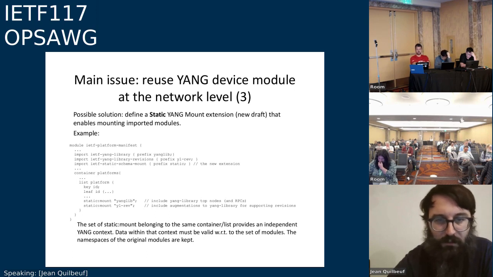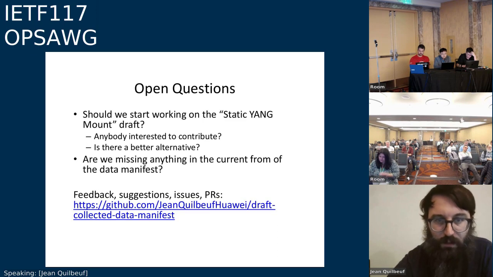And we don't need to rewrite the augments. We can directly reuse the modules that already exist. And we don't need to change the namespace and so on. The idea is that when we mount, we would keep the namespace of the existing module, so we don't have to take care of the groupings that define the same name. So next slide, please. The big question is, should we start on the static YANG mount draft? Or is there something that we didn't think about that would help us in that case?